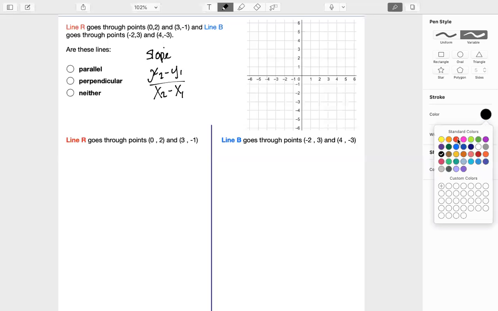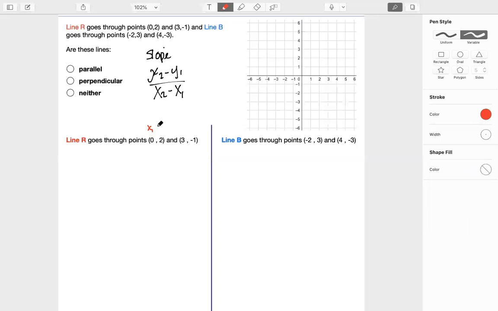First, I'm going to find the slope of line R, and here I'm going to use this as my x1 and y1 and my x2 and y2. I'm going to plug these numbers right into my slope formula. So my y2 is -1, minus my y1, which is 2, over my x values. Here I have x2 is 3, and my x1 is 0. So -1 minus 2 is equal to -3, and 3 minus 0 is equal to 3. So -3 divided by 3 just gives me -1. My slope here is -1.